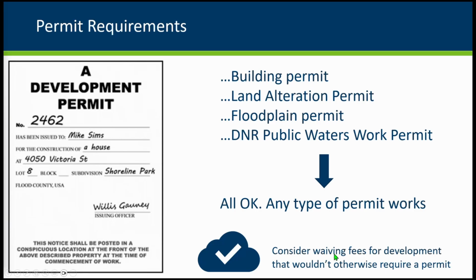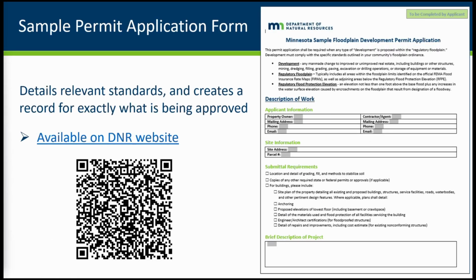Speaking of those small sheds, you might consider waiving fees for development that wouldn't otherwise require permits. I do want to mention that for those small sheds less than 200 square feet in size. The DNR does have a sample permit application form. It's available for viewing and download on our website. It's a very comprehensive application form. It really includes all the relevant information and standards that floodplain administrators would need in order to make an informed permit decision. It also creates a record for exactly what is being approved.